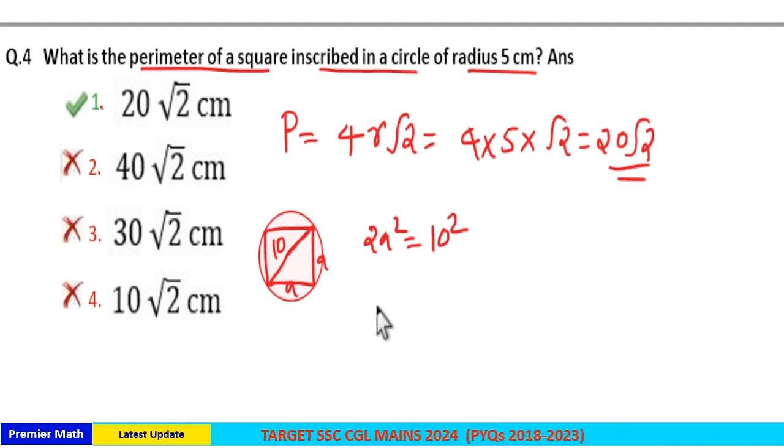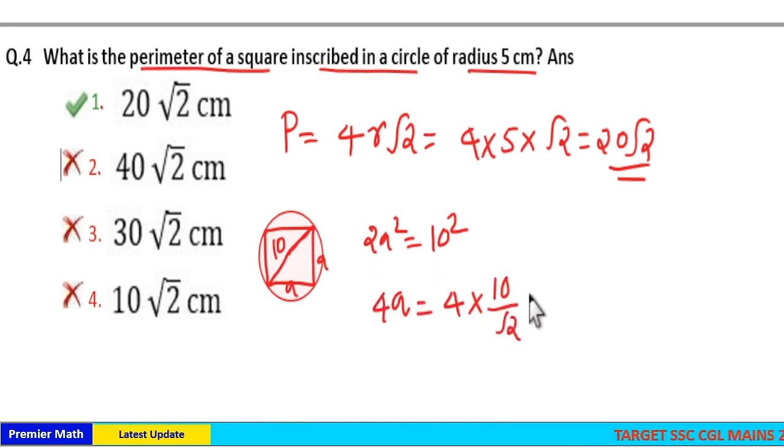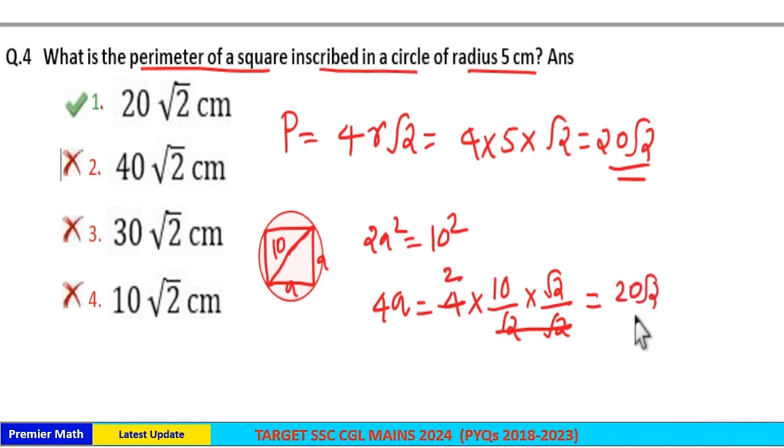Then the perimeter of the square is equal to 4a, which is equal to 4 into, here a from here, a square is equal to 10 square by 2. So a is equal to 10 by root 2. Now multiply it with root 2 by root 2. Now root 2 into root 2 is equal to 2. So 2 goes 2 times in 4. So this is equal to 20 root 2.